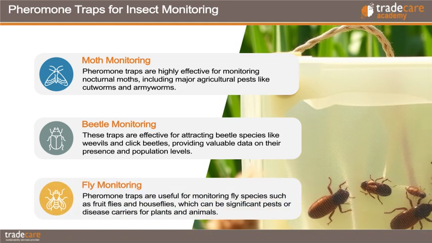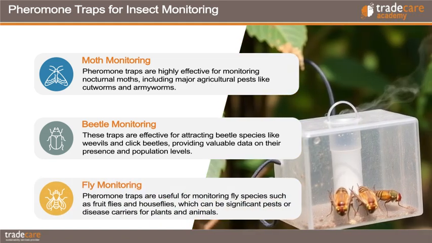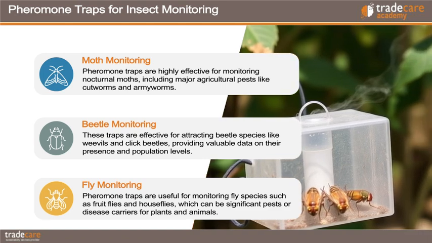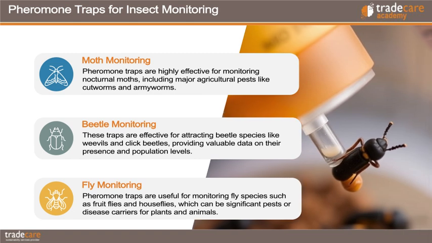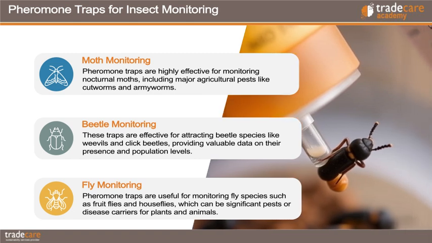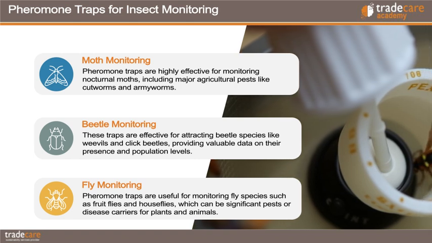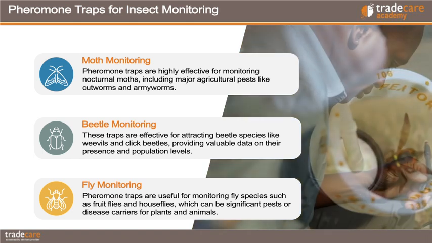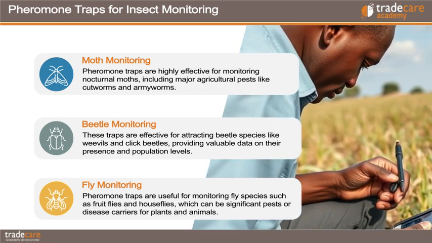Finally, fly monitoring. Pheromone traps can be utilized to monitor various fly species, including fruit flies and houseflies. These flies can be important pests or vectors of plant and animal diseases, highlighting the importance of effective monitoring. Employing pheromone traps for insect monitoring can enhance your pest management strategies and help you respond effectively to insect populations.